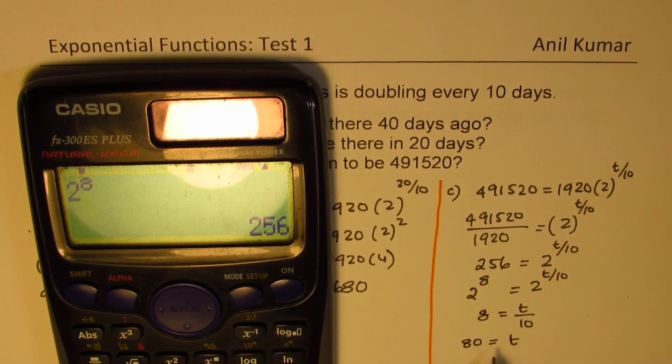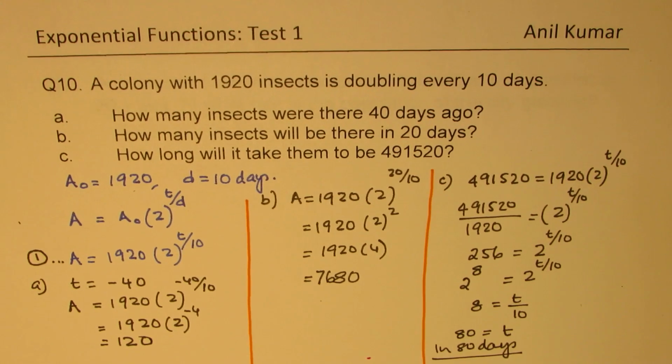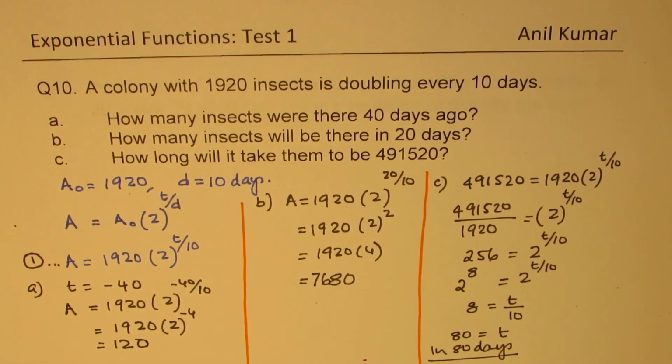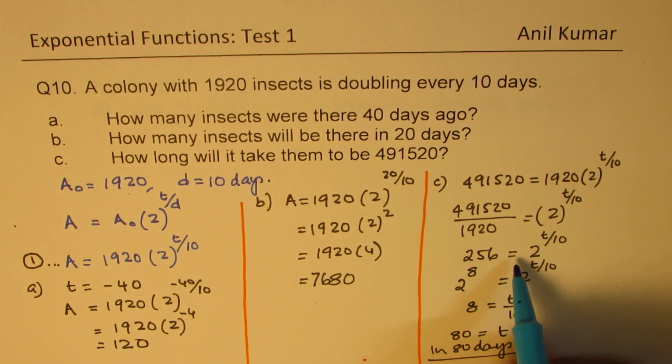Is it okay? So the answer is in 80 days. So in 80 days, that is the solution. They will be 491520. Is that correct? Right. So that is how you're going to solve it. Now, since this was a good number to work with, you could find this solution. Otherwise, we may use logarithms to find this solution, right? So that is important to understand.